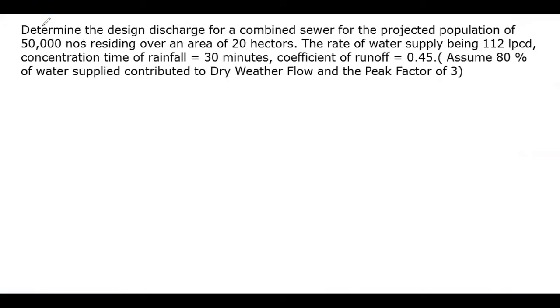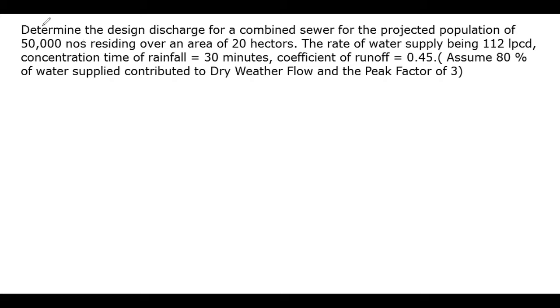Hello friends, today we will go through the sanitary engineering numerical problem and we will determine the design discharge in the combined sewer. Here we are given a question: determine the design discharge for the combined sewer for the projected population of 50,000 residing over an area of 20 hectares. The rate of water supply is 112 liters per capita per day and the concentration time is 30 minutes.